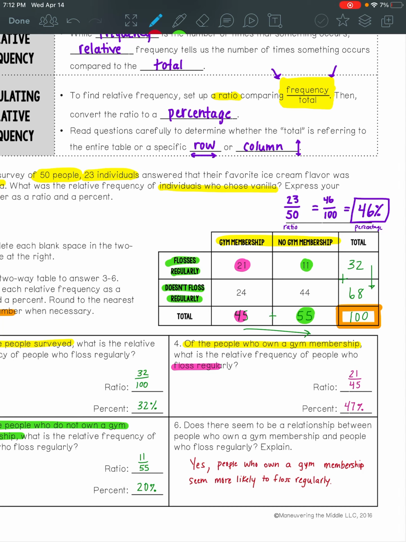So there is two-way tables and then how we find percentages from a two-way table.